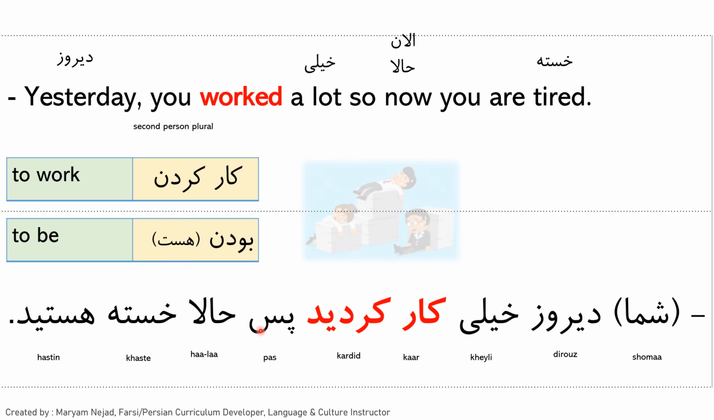It doesn't matter. And also we have learned the coordinative conjunction pas, which means so, in the lesson about coordinating conjunctions. So the rest is pretty straightforward. Now the informal version of the sentence, کار کردید. So کردید becomes کردین, and خسته هستید is خسته این. So this sentence in the informal spoken language is going to read as, and we don't need to say شما anymore, دیروز خیلی کار کردین, پس حالا خسته این.